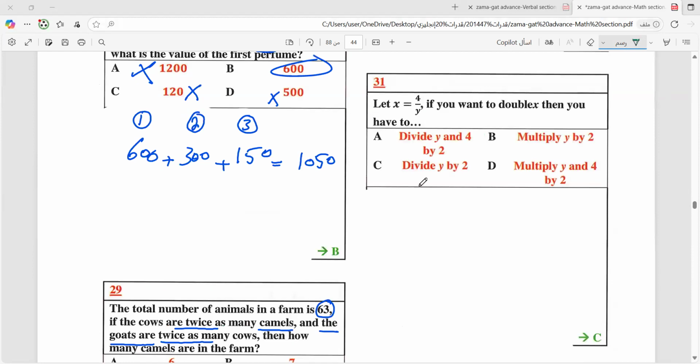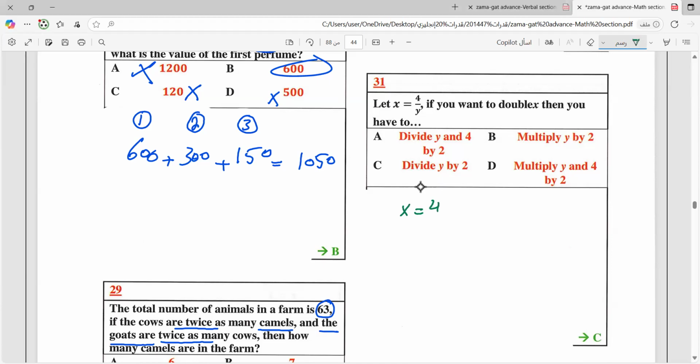Yalla Abdul Muhsin, the last 2. Yes. Let x equal 4 over y. If you want to double x, then you have to... Give me x equals 4 over y. I don't know, to be honest. Yeah, cross multiplying. Okay. It will be xy equals what? 4.